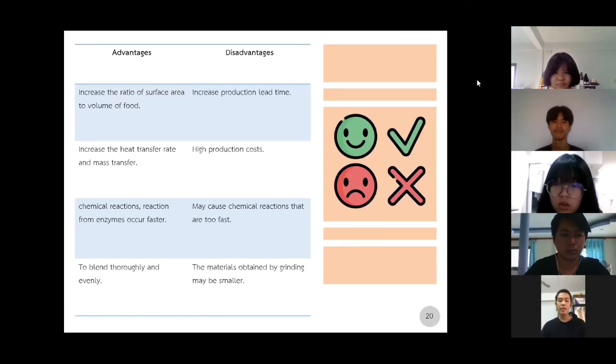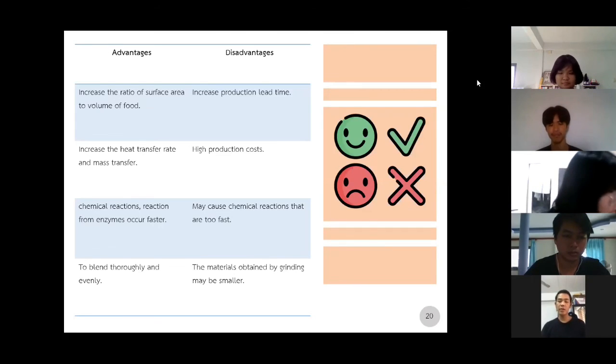The advantages are such as 1. Increase the ratio of surface area to volume of food. 2. Increase the heat transfer rate and mass transfer. 3. Chemical reactions, reactions from microbes or from enzymes occur faster, such as in fermentation and extraction. And 4. To grind finely and evenly.